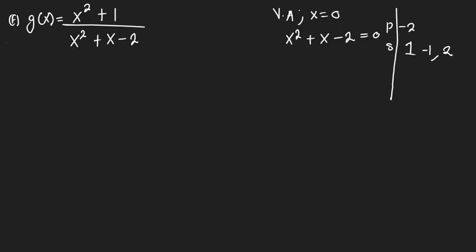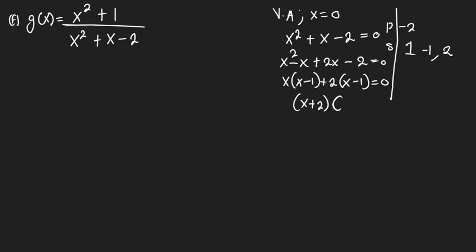So this is going to be x to the power 2 minus x plus 2x minus 2 equal to 0. Then x times x minus 1, then 2 times x minus 1 equal to 0. Then you're going to have x plus 2 times x minus 1. Your vertical asymptotes are going to be x is equal to 1 and x is equal to negative 2.